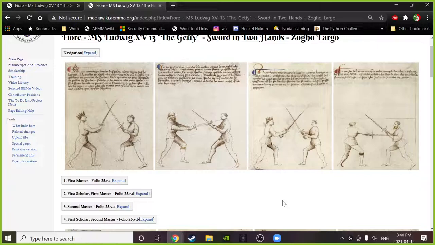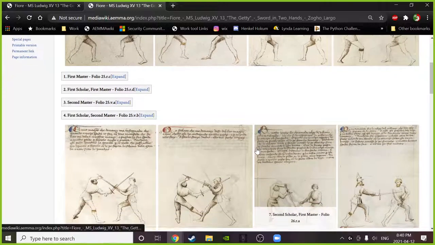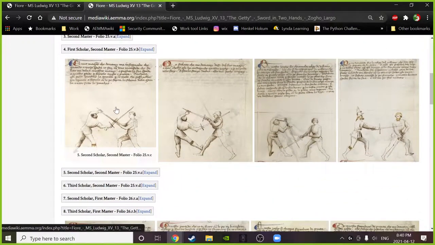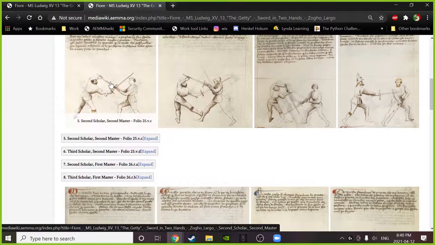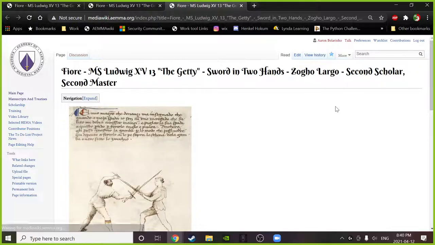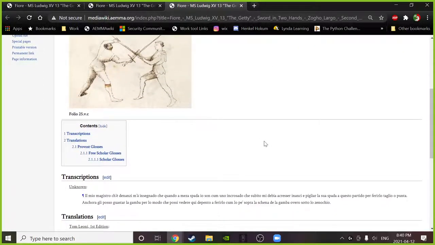No? Okay. Great. All right. So let's move on. So 1, 2, 3, 4. We're now on to the fifth scholar, second of the second master, Folio 25 VC. Beatty, you're the first on my list. Would you like to give us a read?